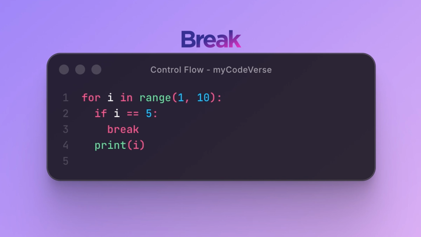For 1, 2, 3, and 4, the condition is false, so Python prints the number. When i becomes 5, the condition is true. Python immediately hits break, and break means stop the loop completely. So Python exits the loop right there. It does not print 5, and it does not check any further numbers. That's why the output is only 1, 2, 3, 4.